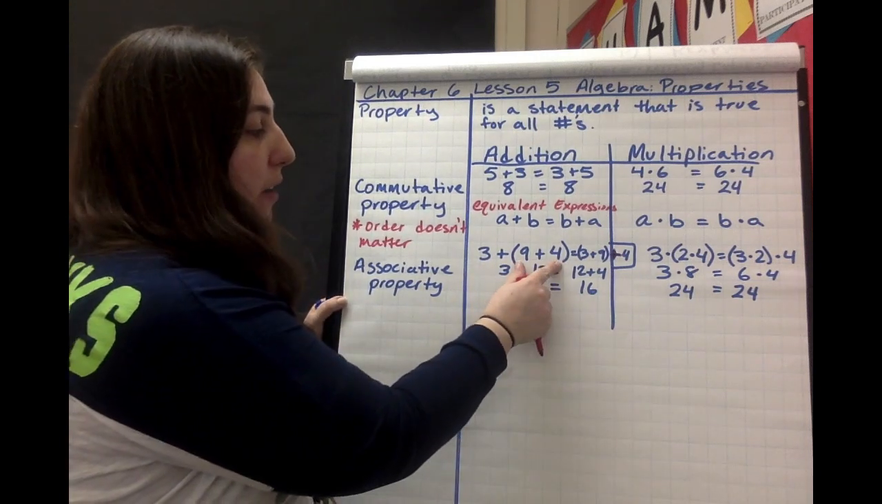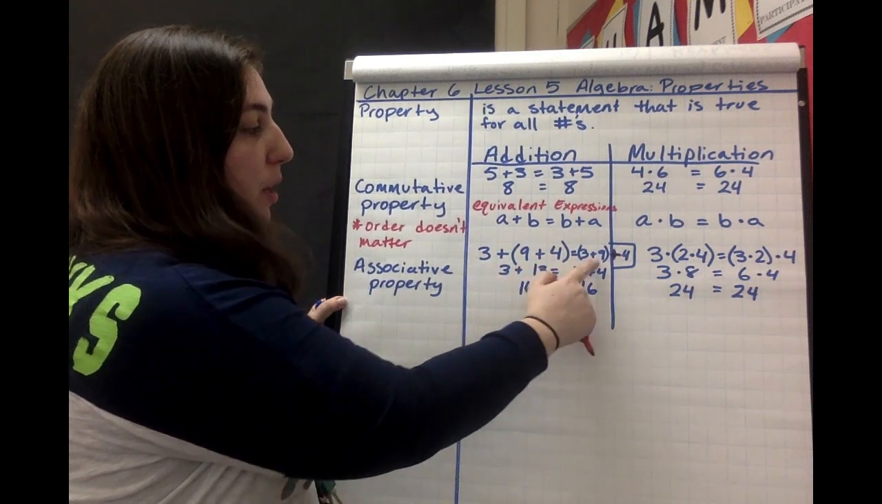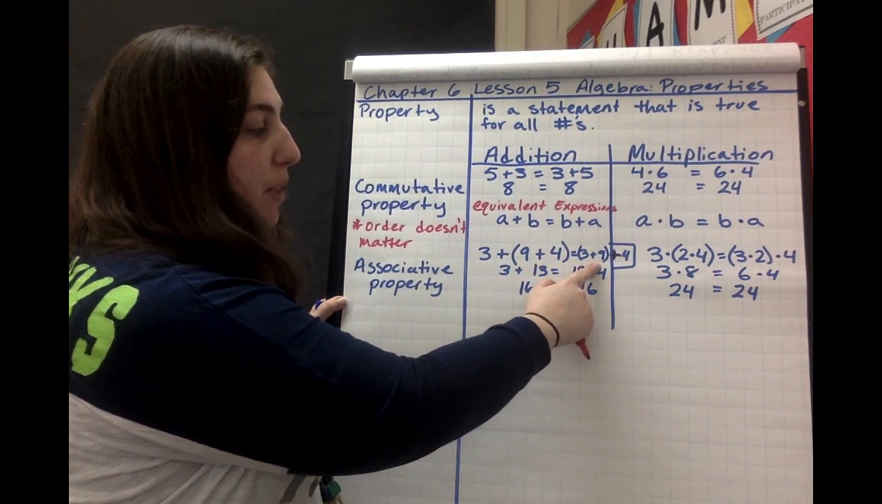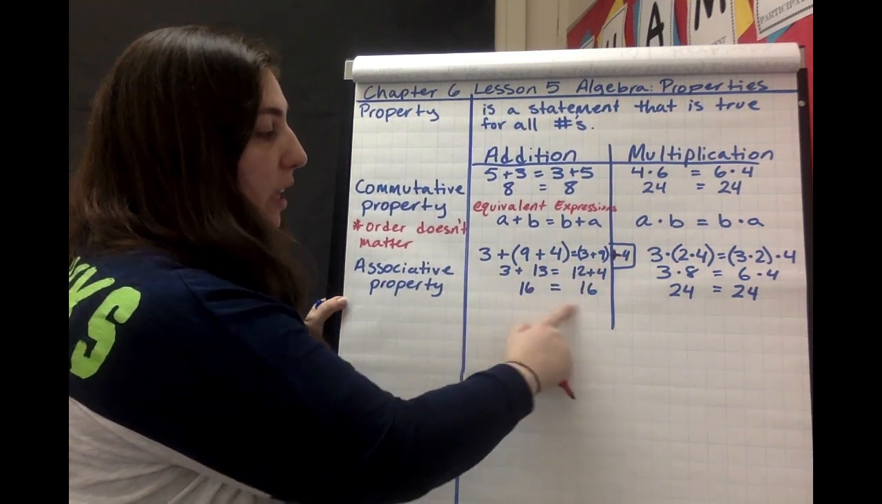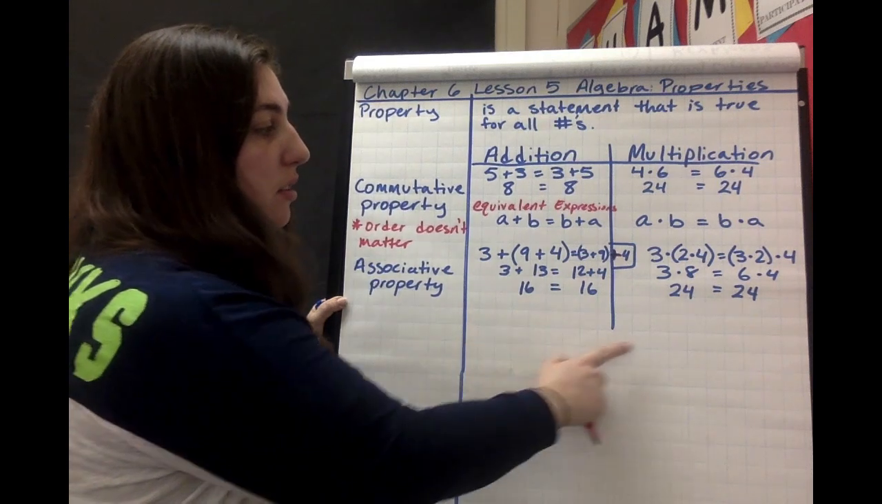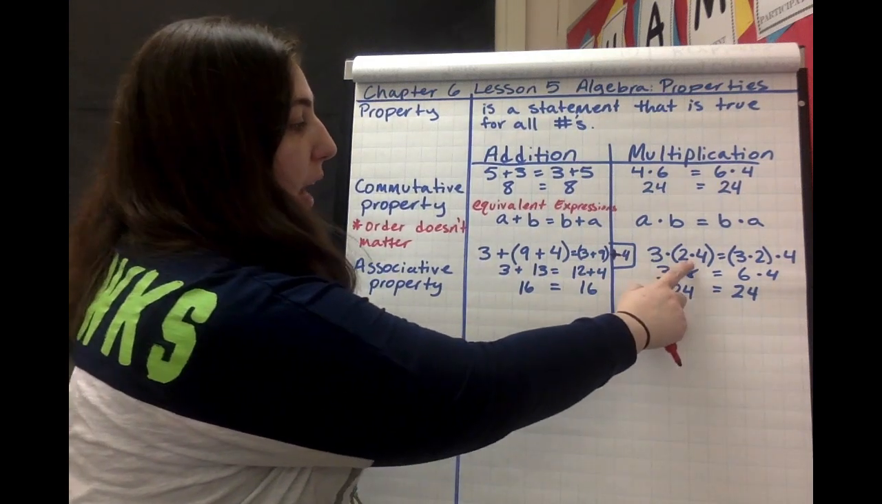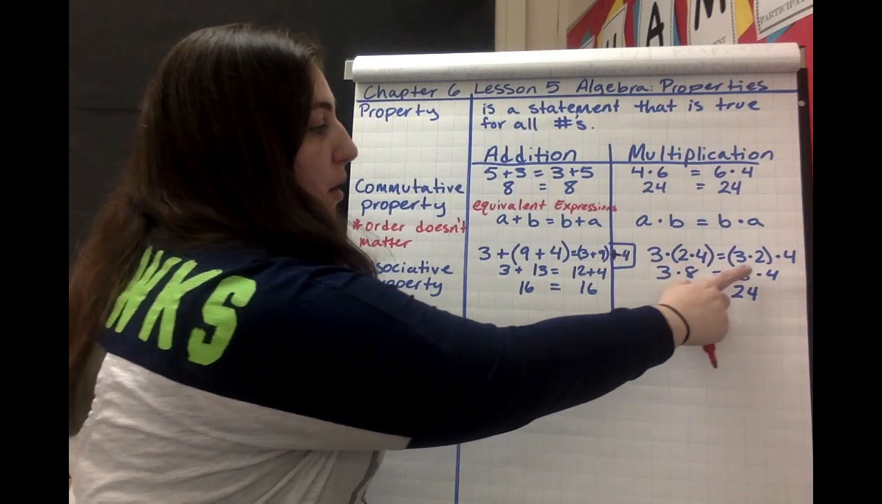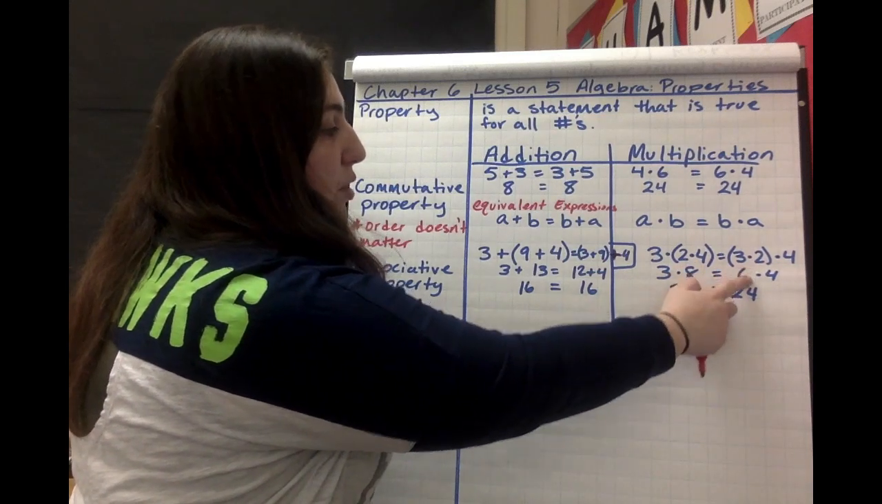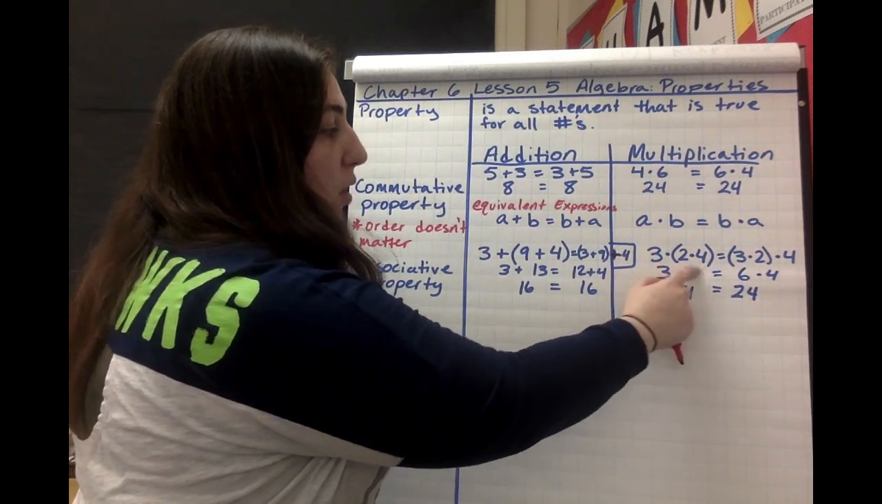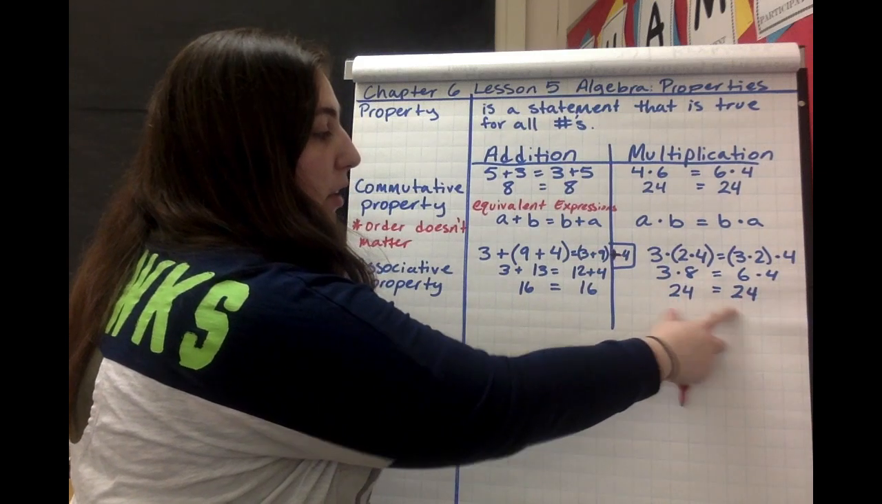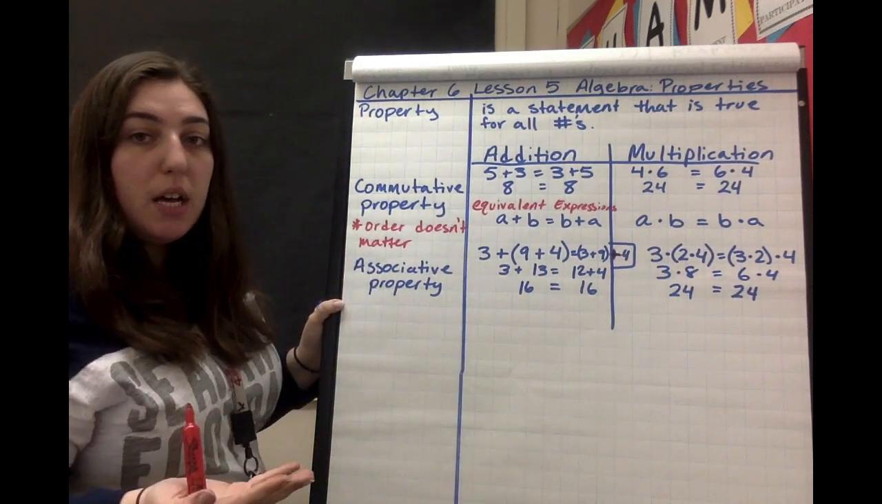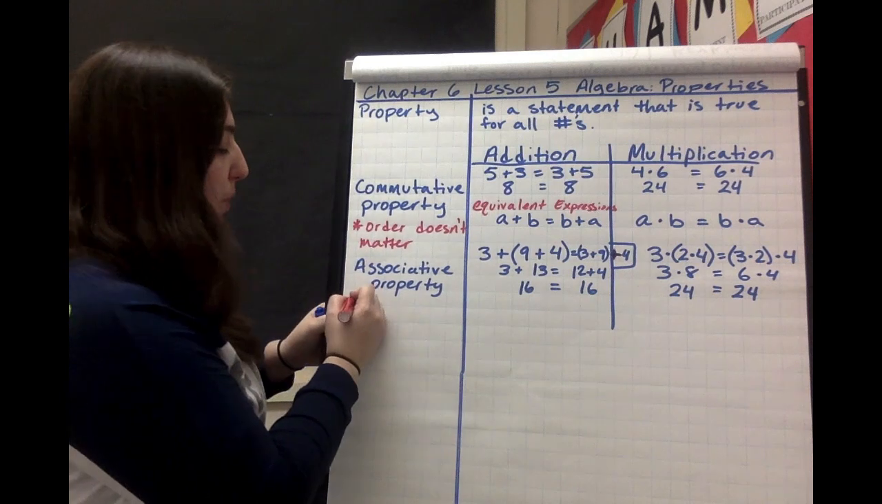So here I had 9 plus 4 grouped, but on this side of the equation I had 3 plus 9 grouped, and I still came up with the same answer. Similarly over here, I had 2 times 4 grouped, but on this side I had 3 times 2 grouped. But I'm multiplying everything, so it didn't matter, and I still came up with the same answer. So grouping doesn't matter.